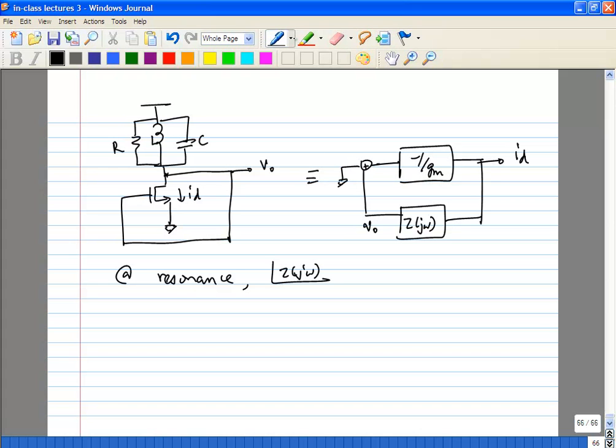At resonance, what is the angle of Z of j omega? It's 0 because it's purely resistive. So your total phase shift is only 180 degrees. That is from the DC feedback of this guy. Correct? So this definitely will not oscillate, by the way.